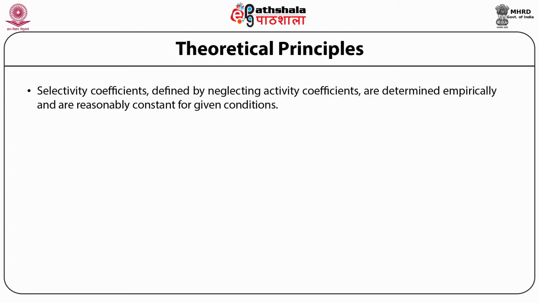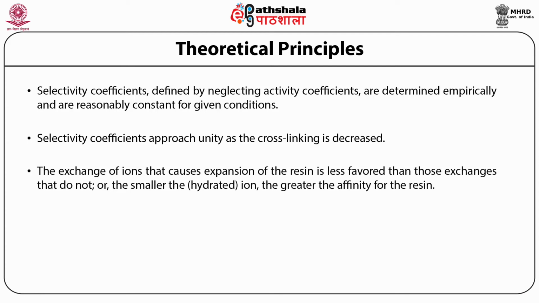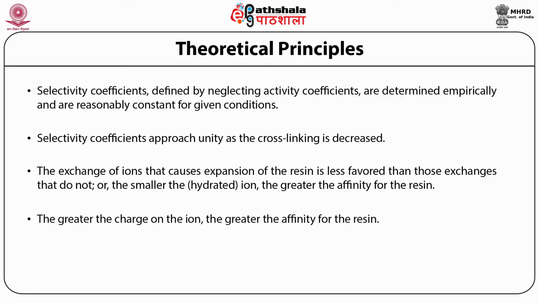Experimental observations have been formulated into a number of useful rules, which are as follows. Number one, selectivity coefficients approach unity as the cross-linking is decreased. The exchange of ions that causes expansion of the resin is less favored than those exchanges that do not. The smaller the ion, the greater the affinity for the resin. The greater the charge on the ion, the greater the affinity for the resin.